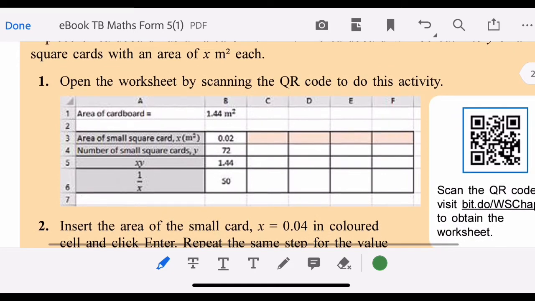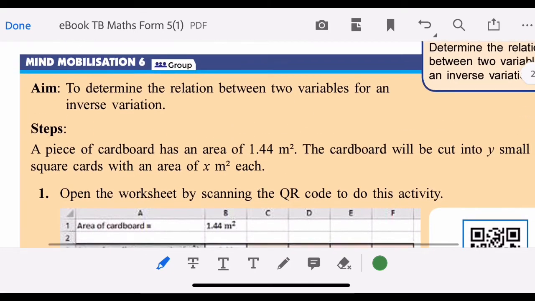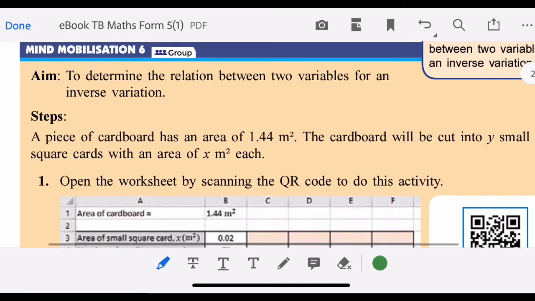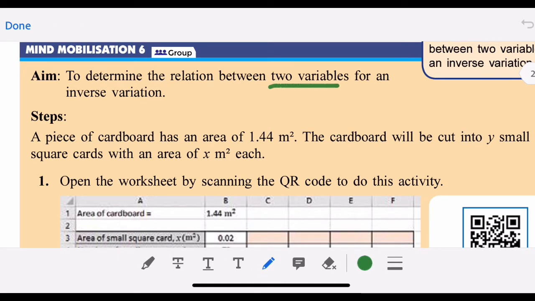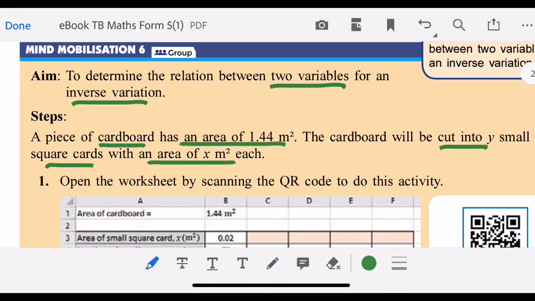Okay, so let's do this exercise to determine the relation between two variables of an inverse variation. A piece of cardboard has an area of 1.44 meters squared. The cardboard will be cut into y small square pieces with an area of x meters squared.